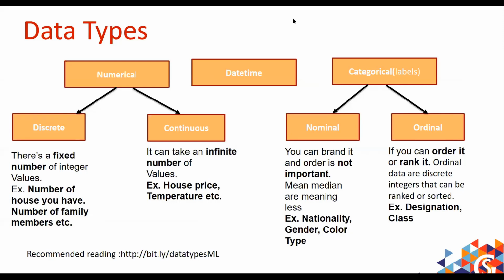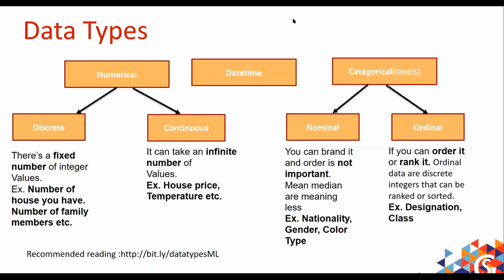In features, we use different kinds of data types. One is numerical, one is date time, and one is categorical. Some people treat date time under categorical, but I give date time as a separate kind of feature. The numerical data type is again divided, or categorized, into two types: one is discrete, one is continuous.